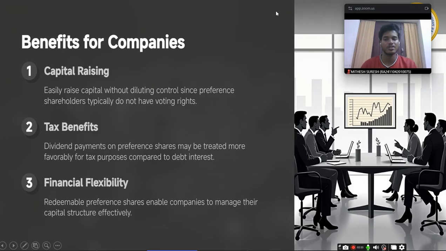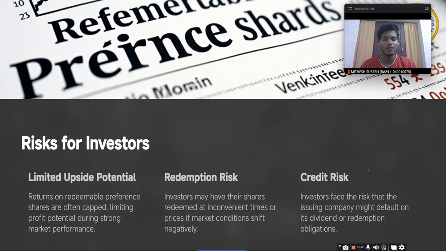The benefits for the company are capital raising, easily raising capital without diluting control since preference shareholders typically do not have voting rights, and tax benefits, as dividend payments on preference shares may be treated more favorably for tax purposes compared to debt interest, and financial flexibility. Redeemable preference shares enable companies to manage their capital structure effectively. So the risks for the investors include limited upside potential, redemption risk, and credit risk.